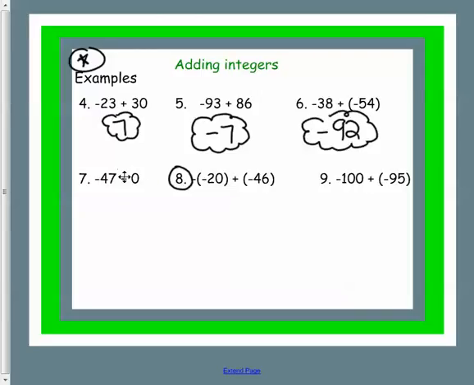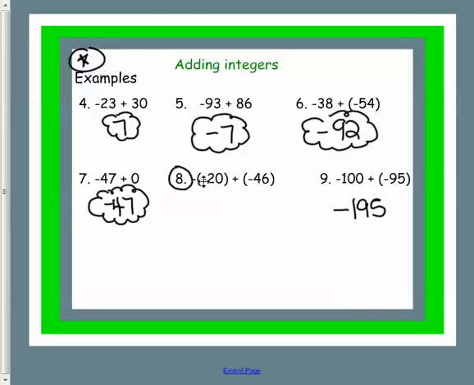Negative 47 and 0. Remember, 0 has neither a positive nor a negative sign, but the number stays itself when you add 0. Skip this one. These two have the same sign, so it's negative, and 195 make 195. Think about these negatives as being debt. I'm in debt $100, and now I'm in more debt. So I'm in debt $195.